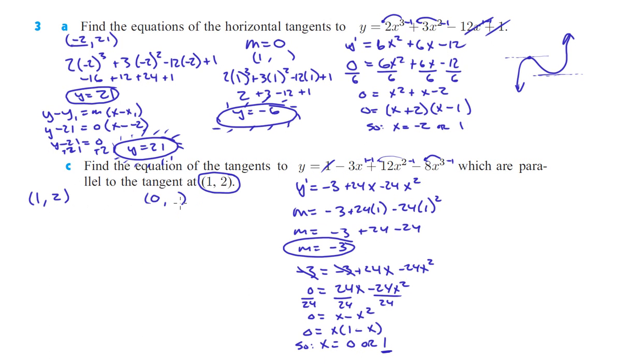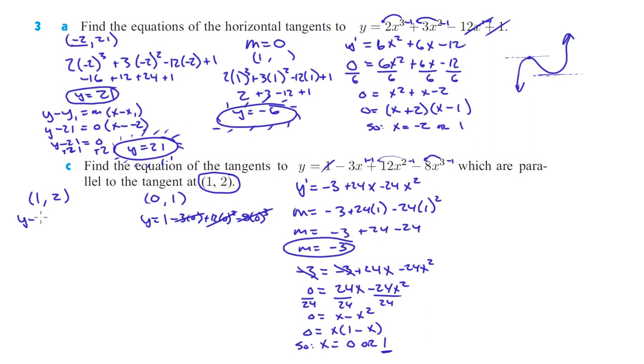So if we plug 0 in here, we've got y equals 1 minus 3 times 0 plus 12 times 0 squared minus 8 times 0 cubed. We know that that's 0, and that's 0. So y has to equal 1. So these are the 2 points on this function where the tangent is going to be negative 3. Now all I have to do is plug these both into the point slope formula to figure out what the actual equation is.